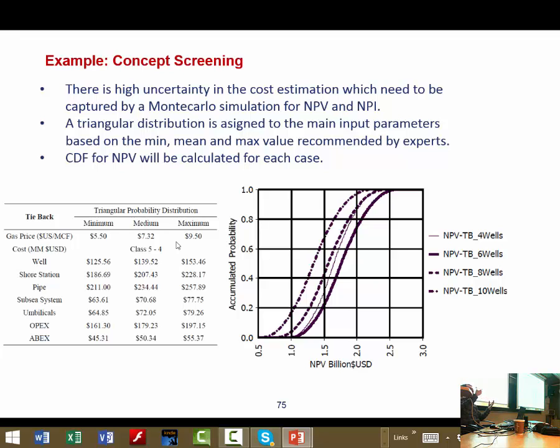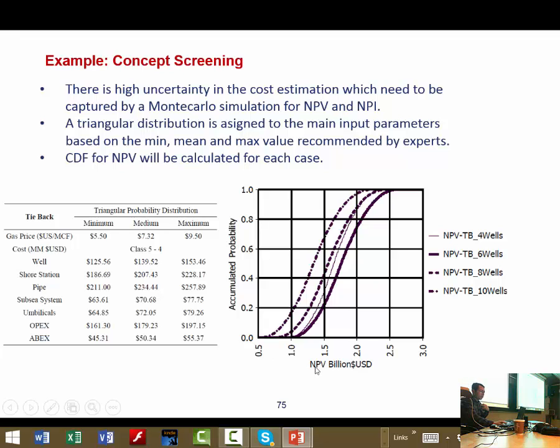what we call white noise. You just generate a sample of numbers between 0 to 1, because the cumulative distribution function is a value between 0 to 1, and based on this population of numbers from 0 to 1, you calculate the associated value of these cost parameters. Then you have a population or sample of cost, and for each sample you calculate net present value and utility index.